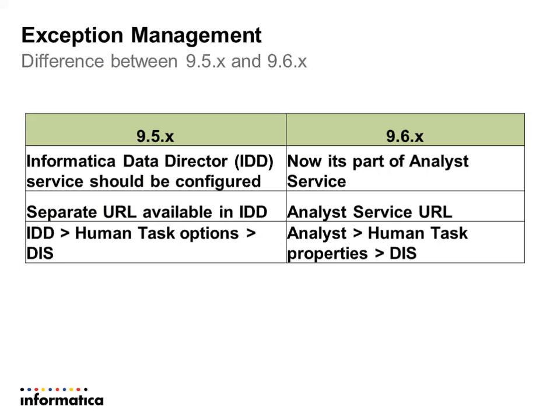So what are the main differences between the 9.5x and the 9.6x versions? In 9.5, the Informatica Data Director service should be configured from the domain in the admin console when you try to configure the other data quality services like model repository, data integration service, analyst. But starting from 9.6, it has now become part of the analyst service. So there is no need of creating a specific service called IDD now.